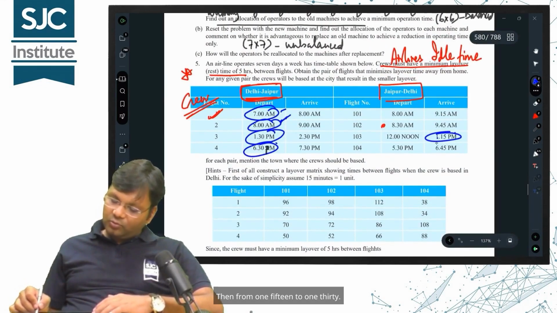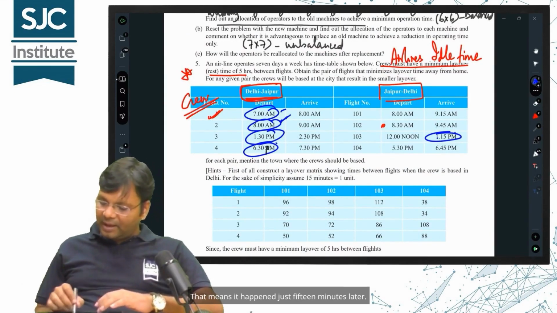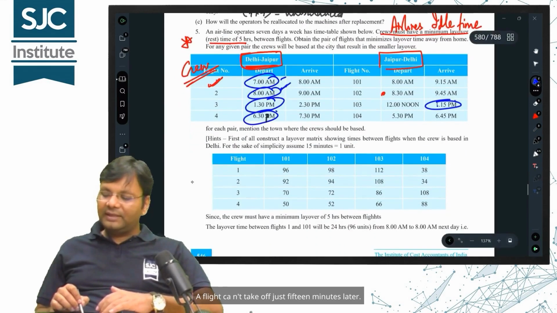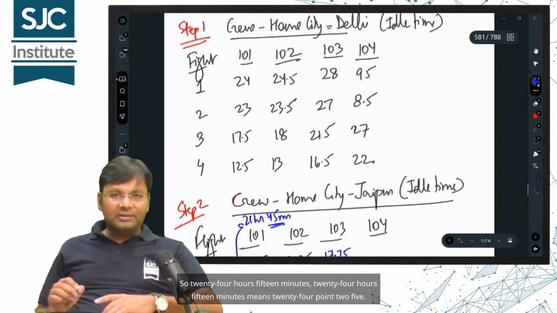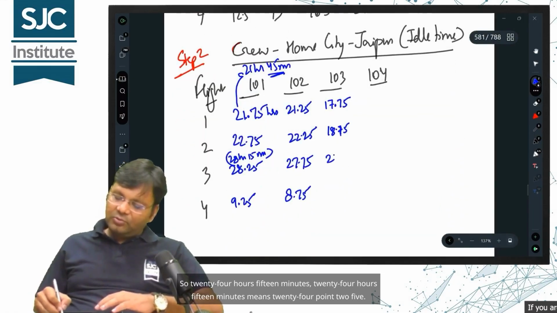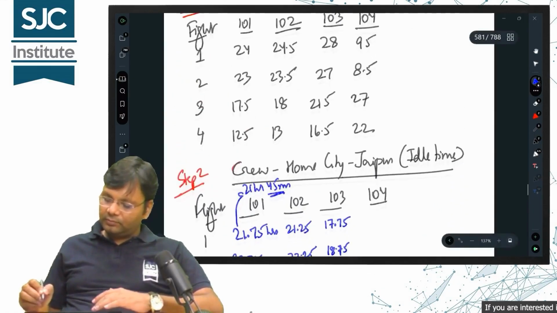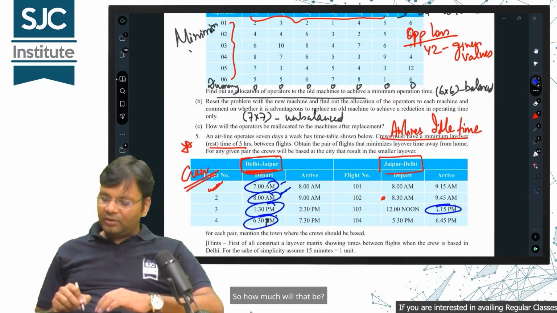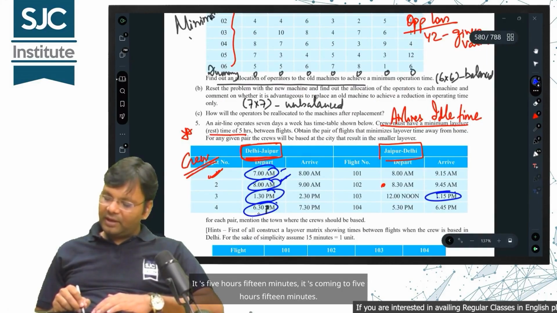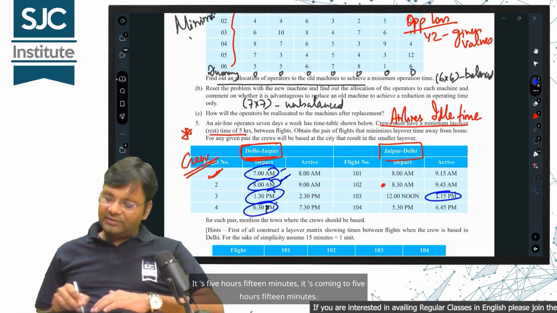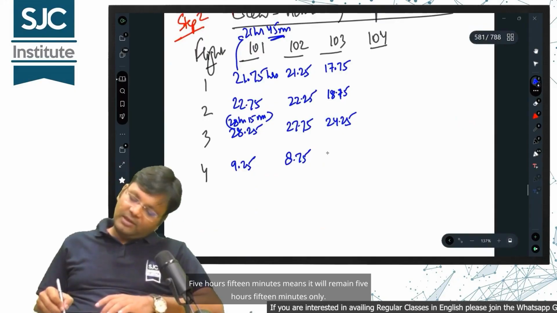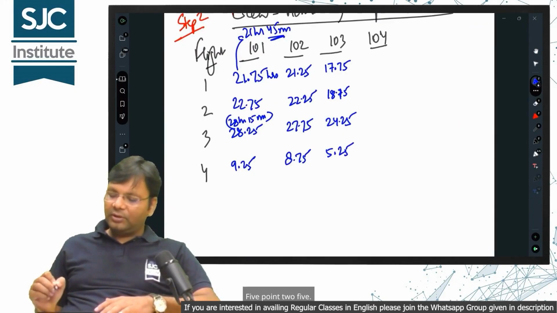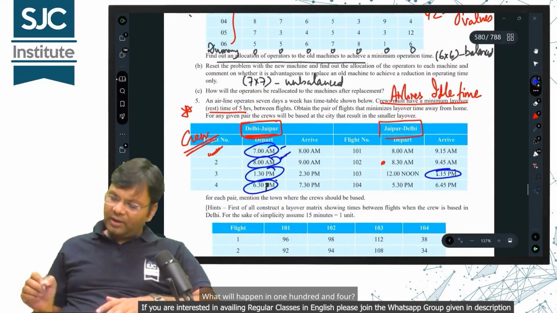Then from 1:15 to 1:30. That means it happened just 15 minutes later. A flight can't take off just 15 minutes later. So 24 hours 15 minutes, which means 24.25. Then after 1:15, it's 6:30. So how much will that be? It's 5 hours 15 minutes, it will remain 5 hours 15 minutes only. 5.25. What will happen in 104?